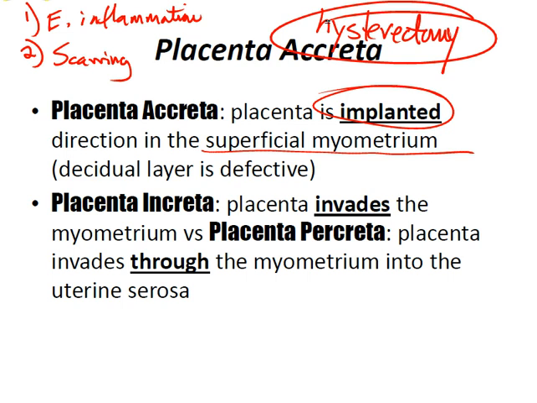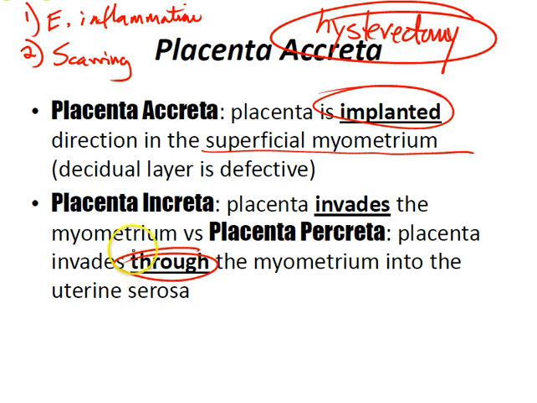Now, placenta increta is when the placenta invades the myometrium, versus placenta percreta, where the placenta invades through the myometrium into the uterine serosa. Remember, the depth of placental invasion is in alphabetical order, with placenta accreta the most shallow, and placenta percreta invading as deep as the bladder. So it goes in alphabetical order if you ever forget that. From least bad to really bad.